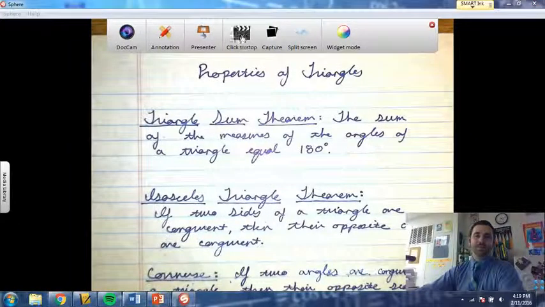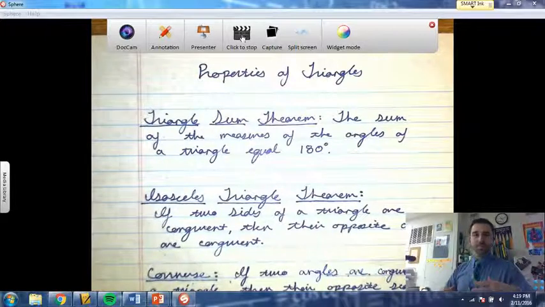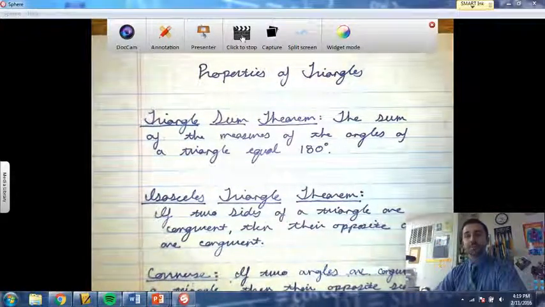Hi. In this video, we're going to talk about properties of triangles. And these are not the typical properties of a triangle having three sides and those things. It's more complex. The first one we're going to look at is the triangle sum theorem, which states the sum of the measures of the angles of a triangle equals 180 degrees. So all of the measures of the three angles in a triangle should add up to be 180 degrees.